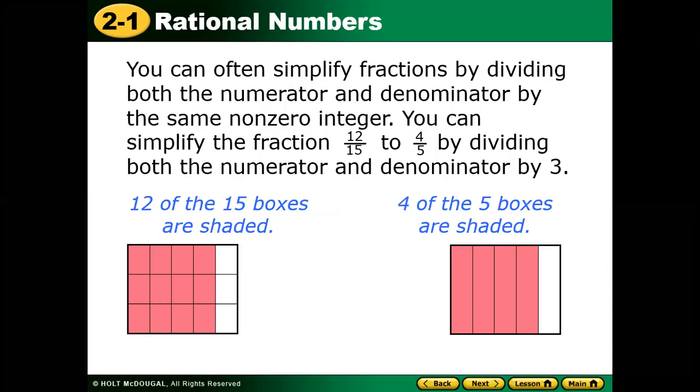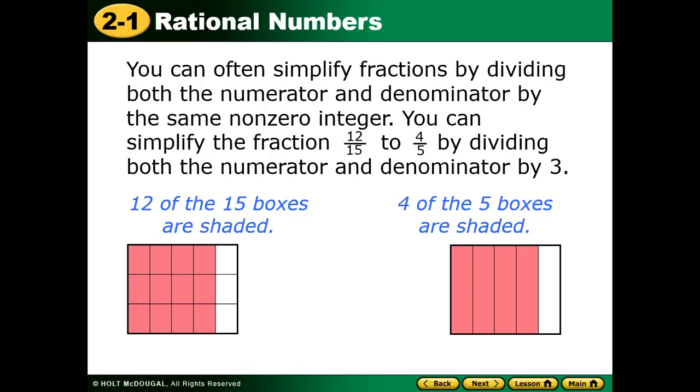So let me give you an example again. You can often simplify fractions by dividing both numerator and denominator by the same non-zero integer. You can simplify the fraction 12 over 15. Then I can simplify to 4 over 5. 4 over 5, is there any common number between 4 and 5 except 1? No. In this case, we can say that 4 over 5 is what?